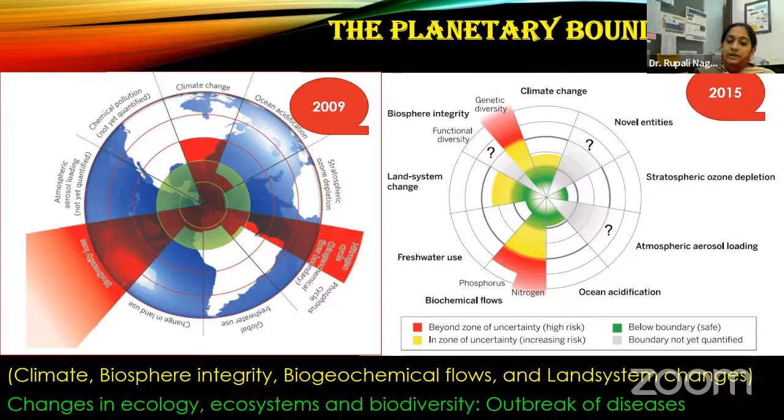Then we also have biosphere integrity and biogeochemical flows. This is where the nitrogen and the phosphorus cycles were being talked about, and the land system changes. So I'll touch upon why we need to be sensitive regarding whatever activities are being done by the human race. Just like, I'll start with the climate change.